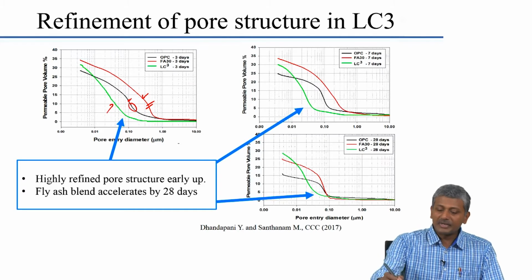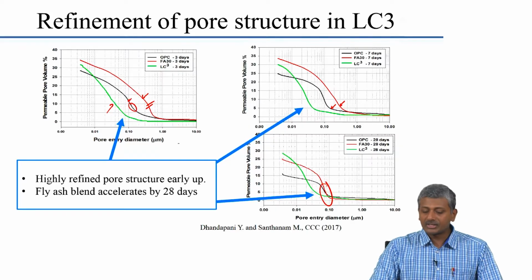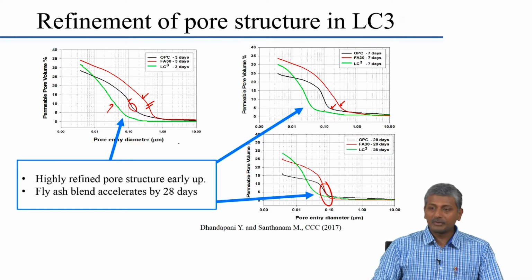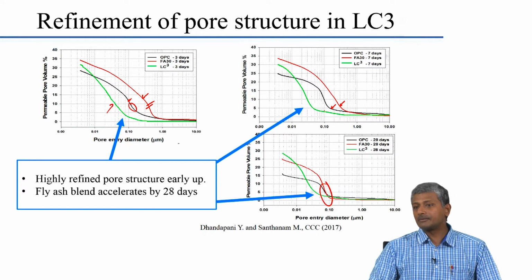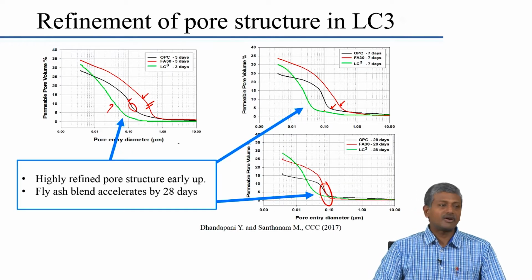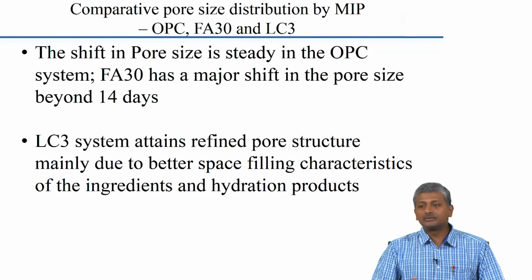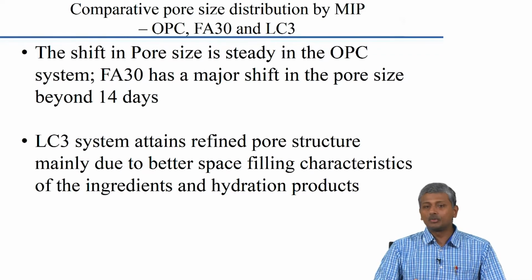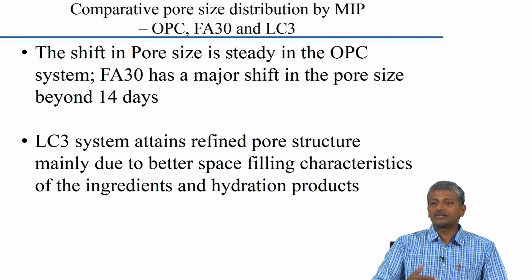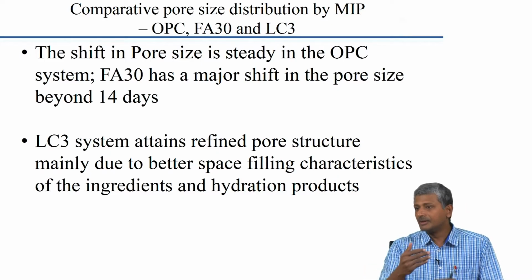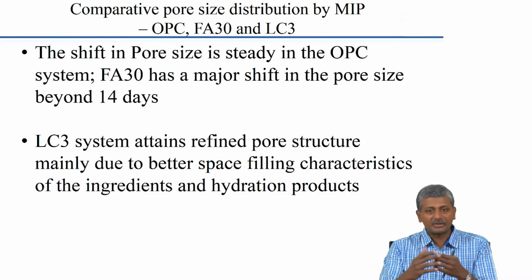If you compare 7 days, the fly ash is coming closer and closer to the OPC, and by 28 days the fly ash is almost better than the OPC, but LC3, the green curve, continues to show a very fine pore structure. Of course, the shift in pore size is steady in the OPC system. You expect that as the rate of hydration slows down after 7 days, your pore sizes are not going to change that much after 7 days.